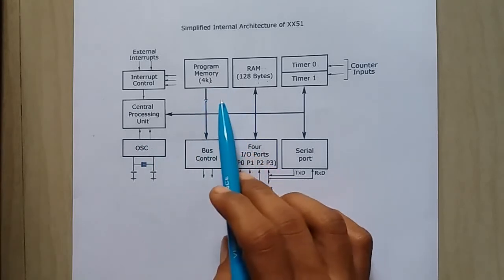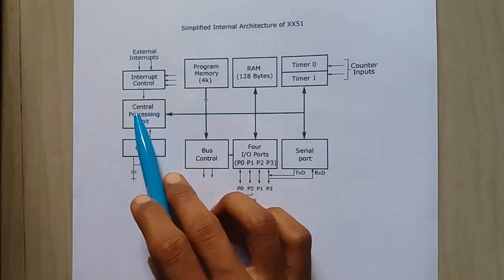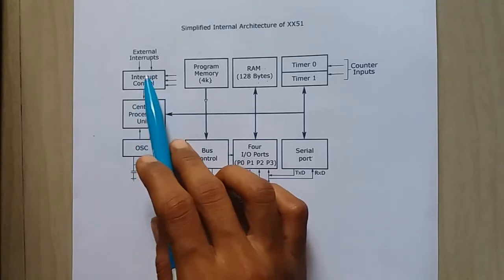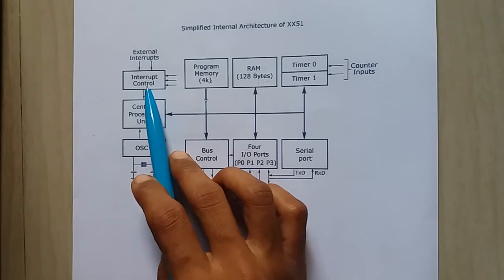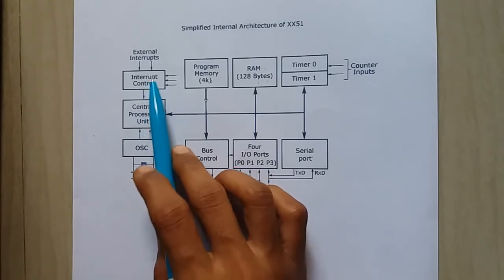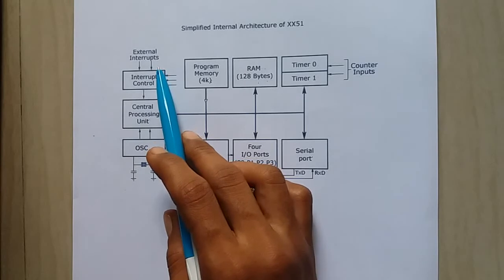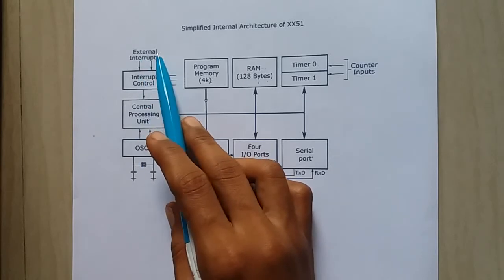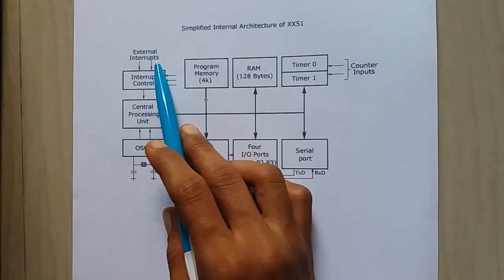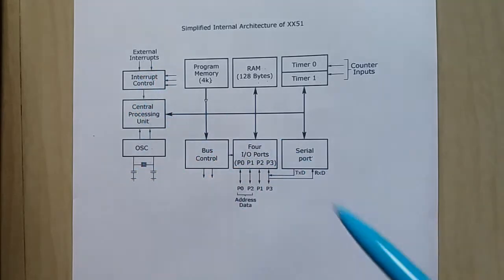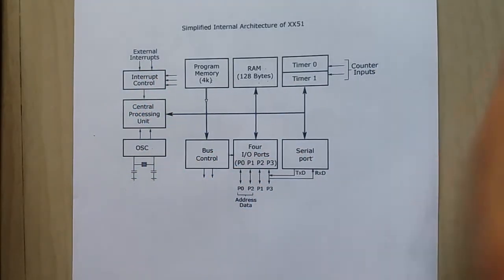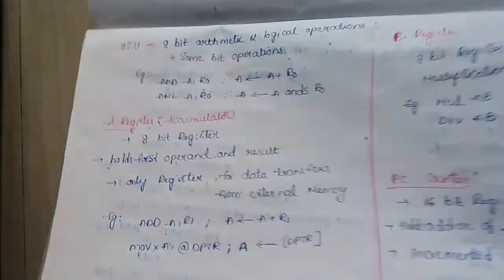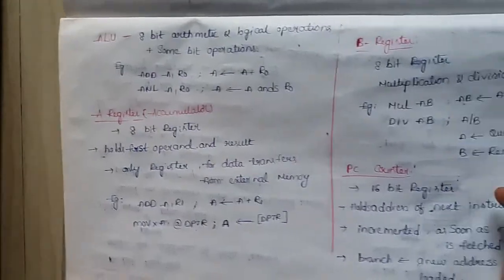Actually, the 8051 microcontroller operates at 12 megahertz frequency, and it has a central processing unit, and it also has an interrupt controller. The 8051 microcontroller supports up to 5 interrupts, and those interrupts are divided into external interrupt, serial interrupt, and internal interrupts. This is the simplified architecture of the 8051 microcontroller. Let us see the first component, that one is the ALU.